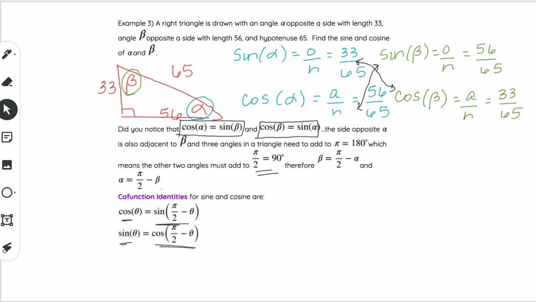And these cofunction identities are listed on your identity sheet, so you have them handy for you. They even give you cosine, sine, tangent, secant, cotangent, and cosecant. So you've got all of them listed there.